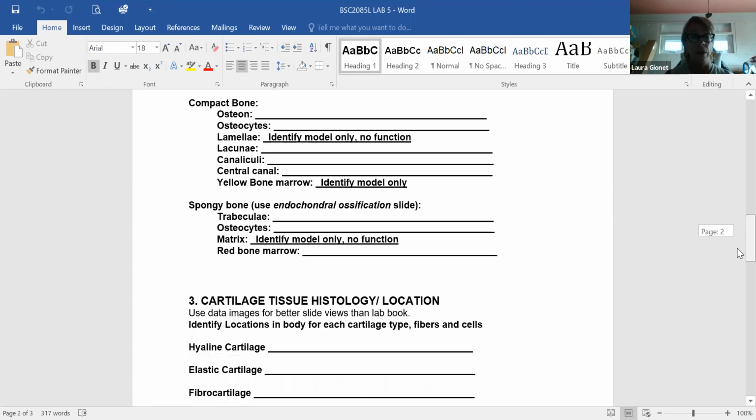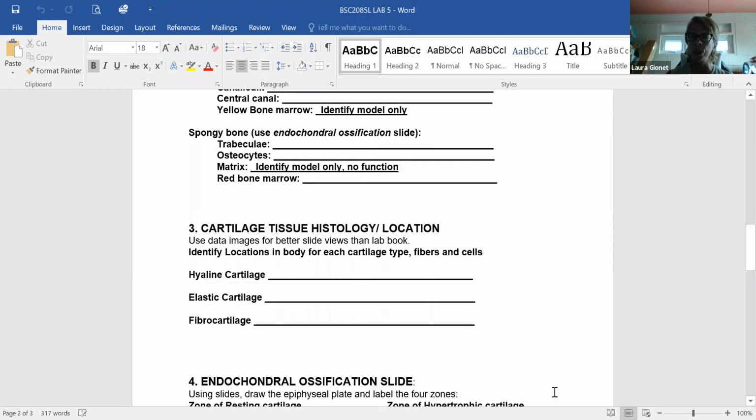Okay. Then we're going to look at what the cartilages look like on slides histologically. And we're going to see a few models where we'll be able to identify, oh, that's a meniscus, so that must be fibrocartilage, or this is the articular cartilage. It's light blue. It's hyaline cartilage. Most cartilage is going to be identified in the color of light blue in these models.